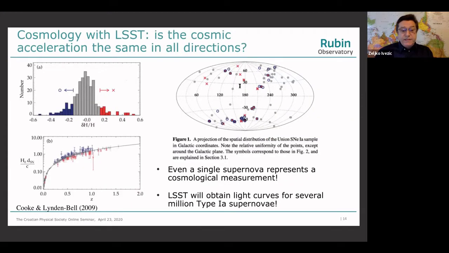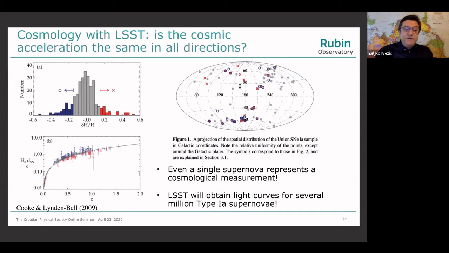Here is another very nice test where these authors asked, is the cosmic acceleration the same in all directions? In other words, is the universe homogeneous and isotropic? In all these cosmological studies that I referred to until now, in all these studies that concluded that there is dark energy and so on, in all of them, we assume that the universe is isotropic and homogeneous. But we never really tested that assumption, simply because we did not have enough data to do so at high precision.